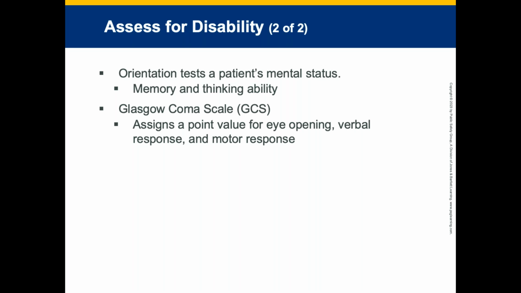Glasgow Coma Scale: eyes, verbal, motor response. Eyes go from 1 to 4. Verbal is 1 to 5. Motor is 1 to 6. Keep in mind that in the motor assessment on the GCS score, you have decorticate and decerebrate posturing. Which one is worse than the other?